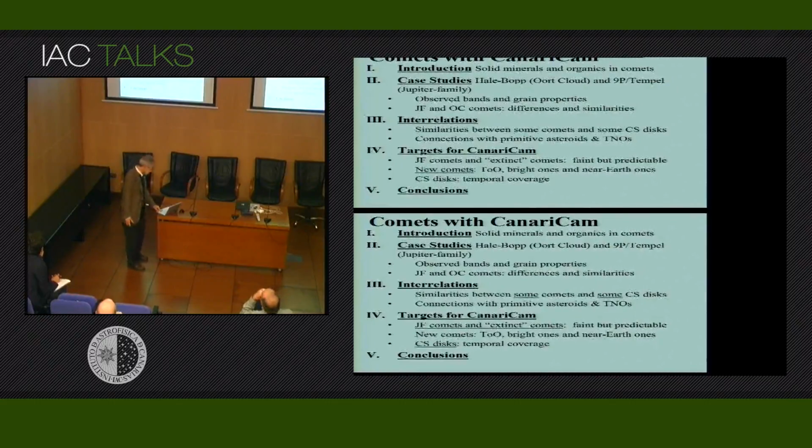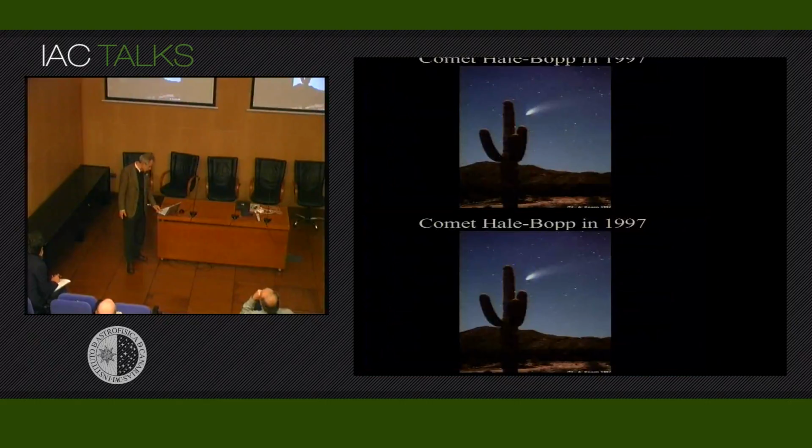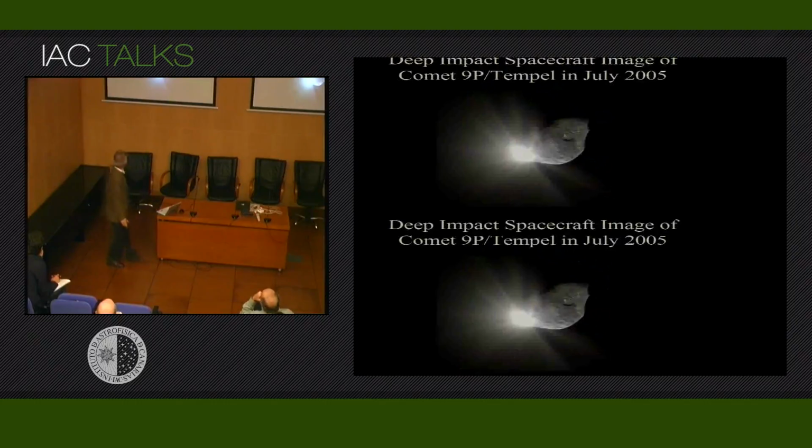To give you a better visual of what I'll be talking about, this is comet Hale-Bopp in 1997, taken from the Arizona desert. This is comet 9P Tempel right after the impact, an image taken by the mothership when the projectile hit the comet.